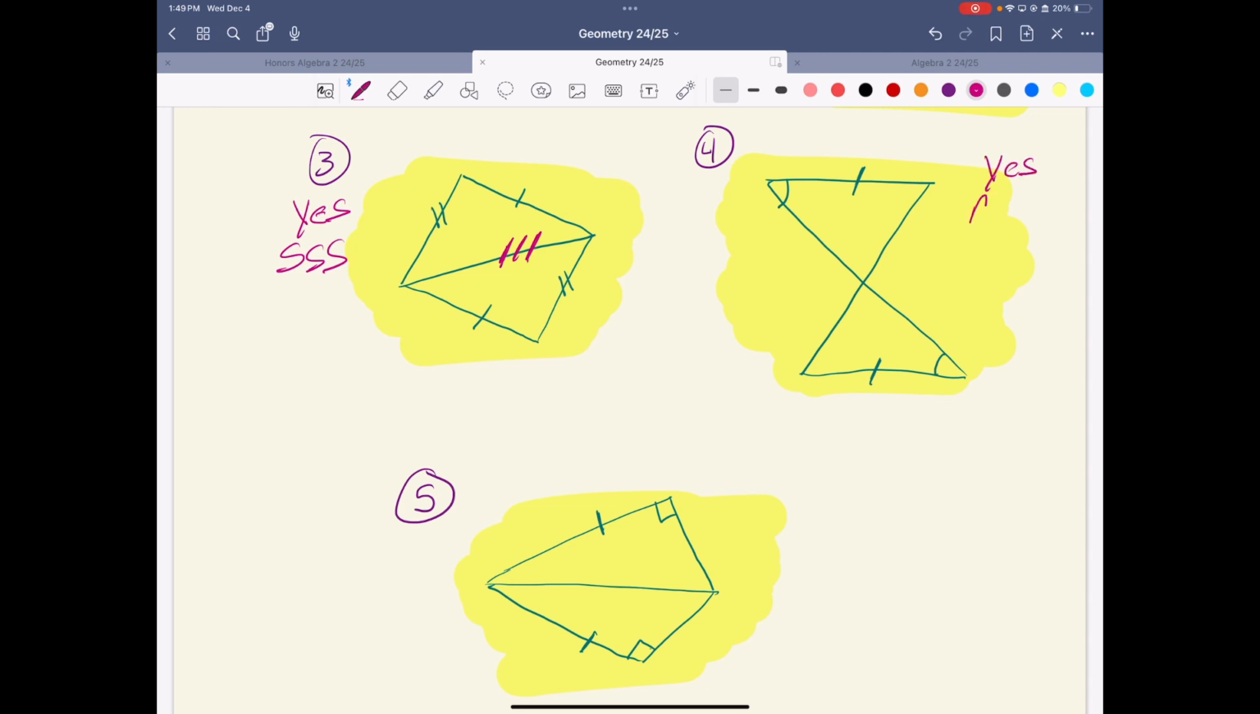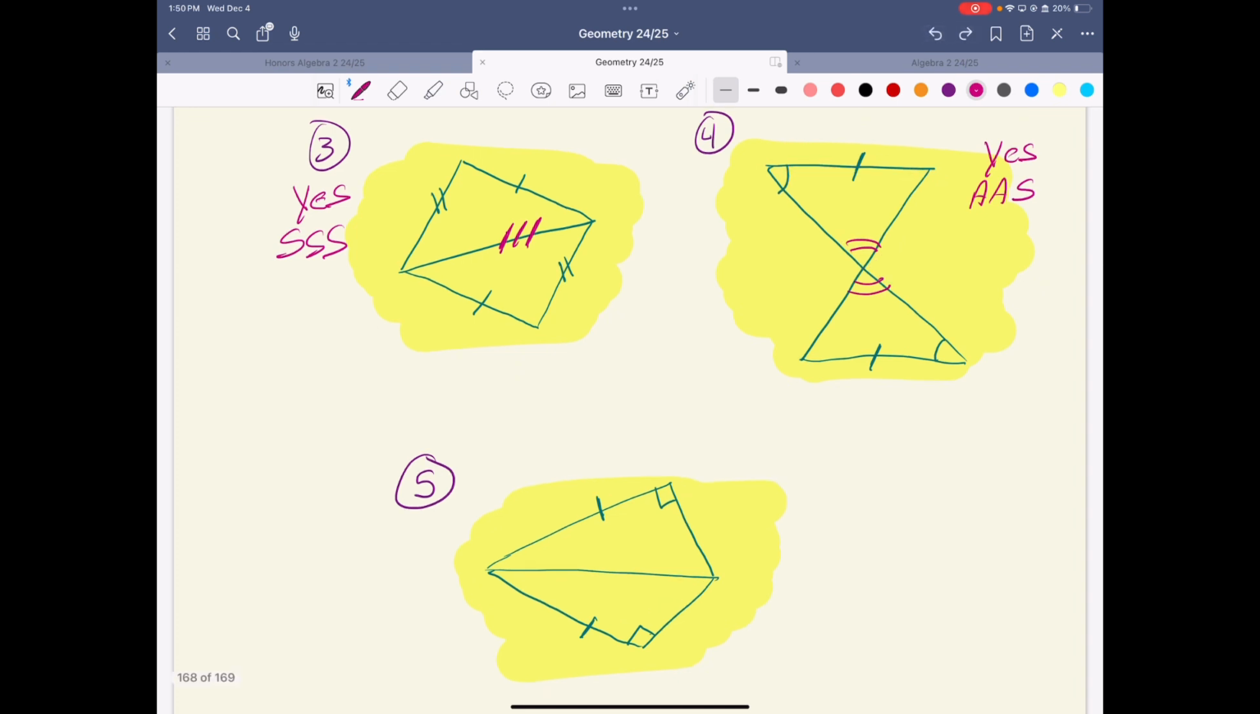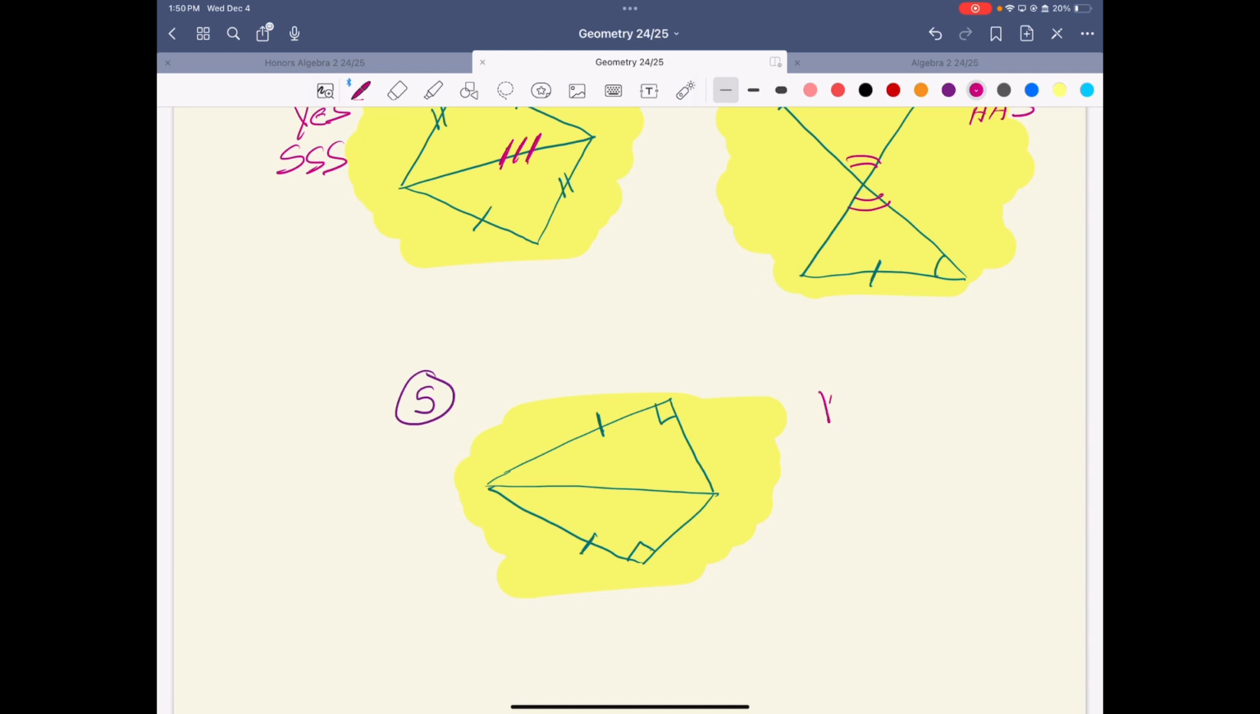Yes. Angle, angle, side. These two angles are right here. So we've got angle, angle, and the non-included side. So that's why that one's angle, angle, side. The next one. So yes, H and L.